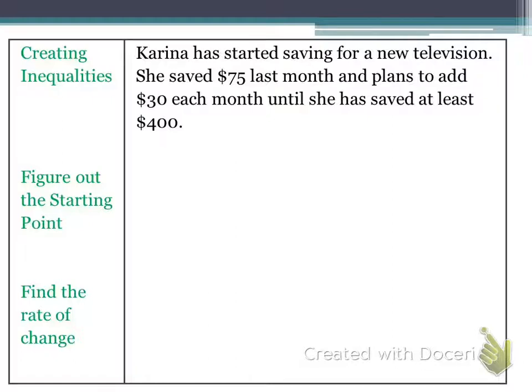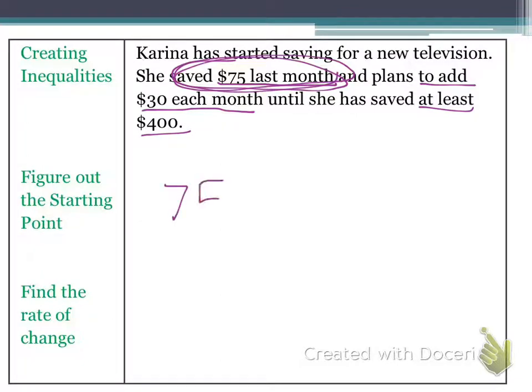First, figure out the starting point. I see right here it says she saved $75 last month, plans to add $30 each month until she has saved at least $400. Which number did she start off at? She started off at 75. How do I know that? It says she saved 75 last month. That basically just means she already has 75 bucks. That's our starting point.